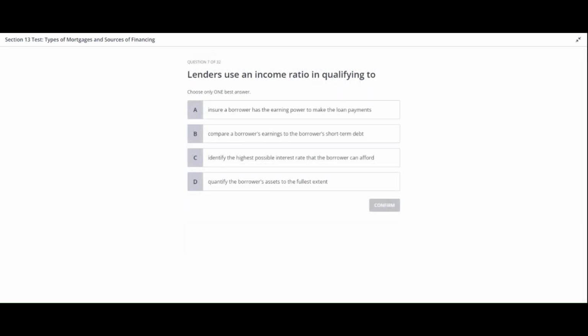Question number 7. Lenders use an income ratio in qualifying to Option A: ensure a borrower has the earning power to make the loan payments, B: compare a borrower's earnings to the borrower's short-term debt, C: identify the highest possible interest rate that the borrower can afford, D: quantify the borrower's assets to the fullest extent.